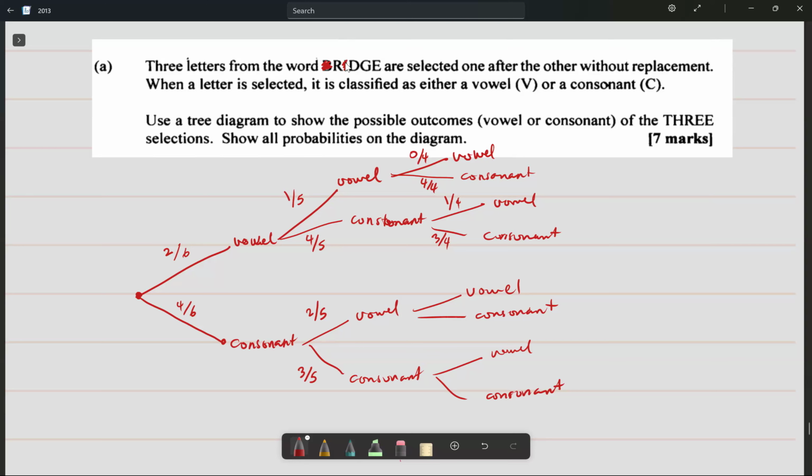We're going to have 1 vowel to choose from out of the 4. I'm going to have 3 consonants to choose from. If we instead had taken 2 consonants repeatedly, we would have 2 vowels to pick from out of the 4, and we'd have 2 consonants to pick from out of the 4. So this is the tree diagram.